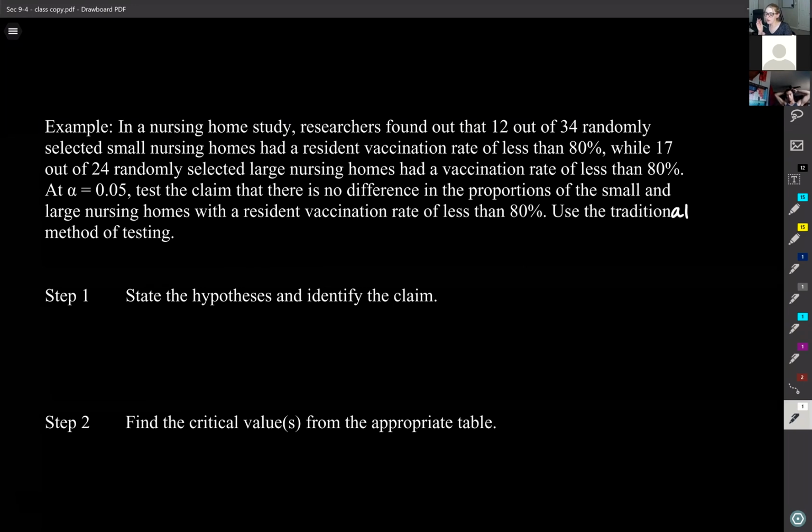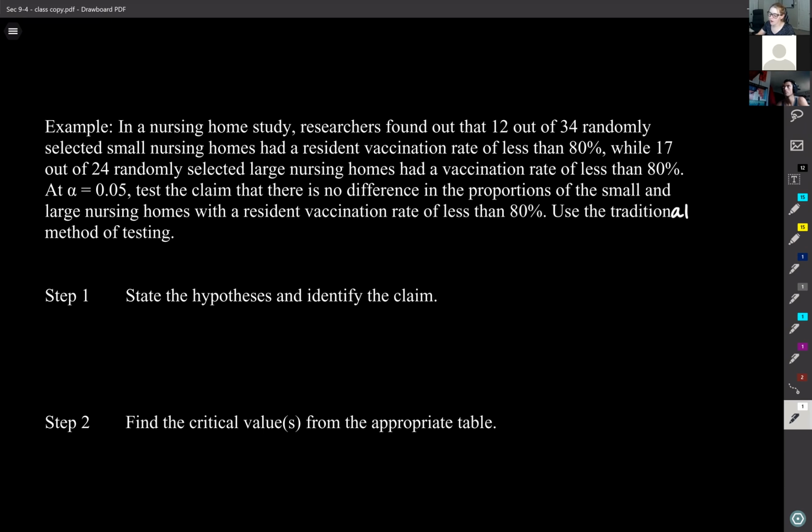So this tells us that we looked at 34 randomly selected small nursing homes and found that 12 out of them had a vaccination rate of less than 80%. And then we did the same thing with 24 randomly selected large nursing homes and found that 17 of them had a vaccination rate of less than 80%. So those are our two proportions there. And then we have the significance level, and we're testing the claim that there's no difference in the proportions of these small and large nursing homes with a resident vaccination rate of less than 80%.